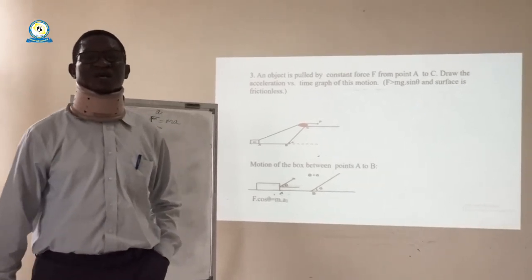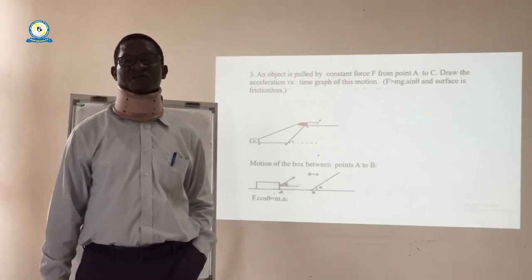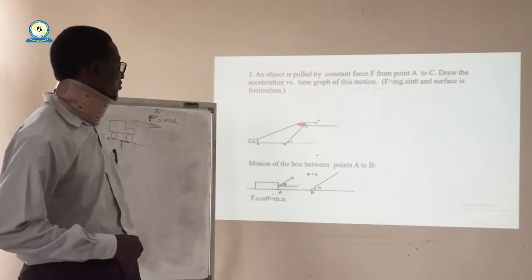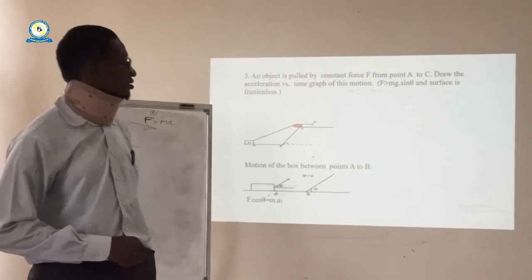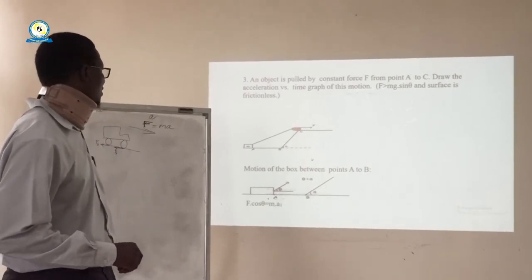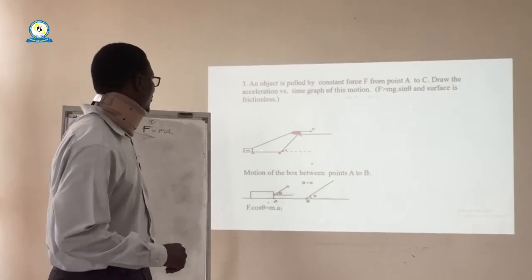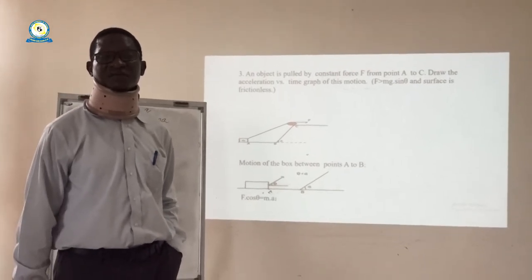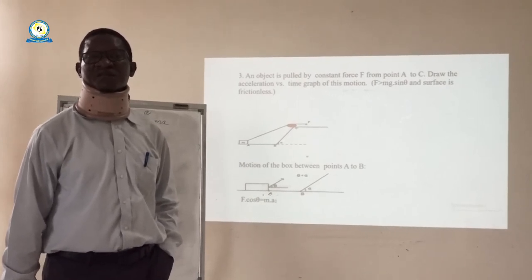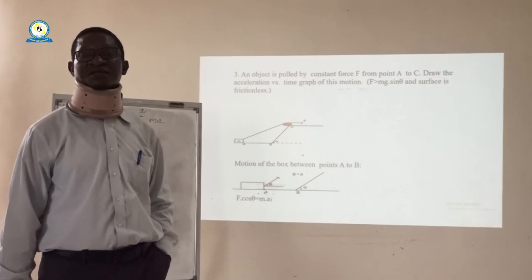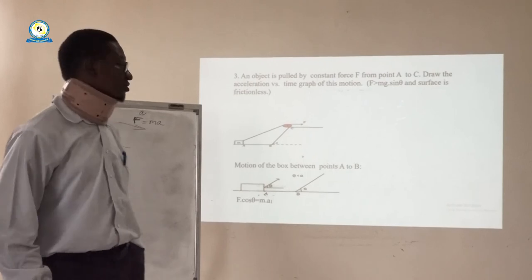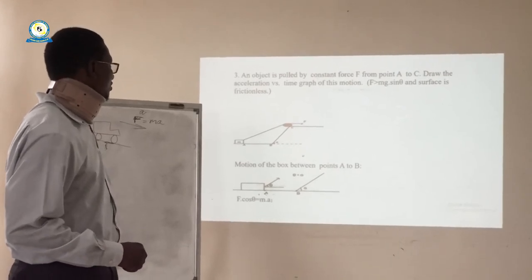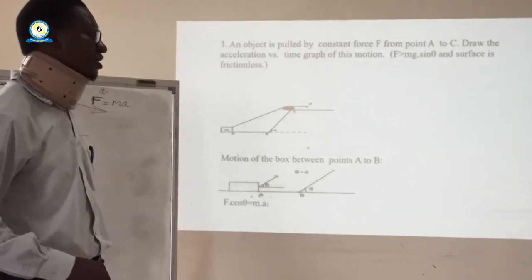Another example: an object is pulled by constant force F from point A to point C. We have a pulley system here. Draw the acceleration against time graph of this motion. F is less than mg sine theta and the surface is frictionless, no friction. The figure is that one, so you have to draw the acceleration against time graph. It means there will be calculations.